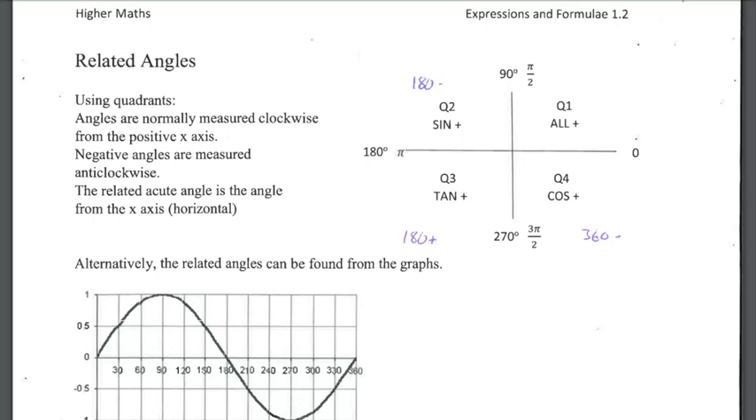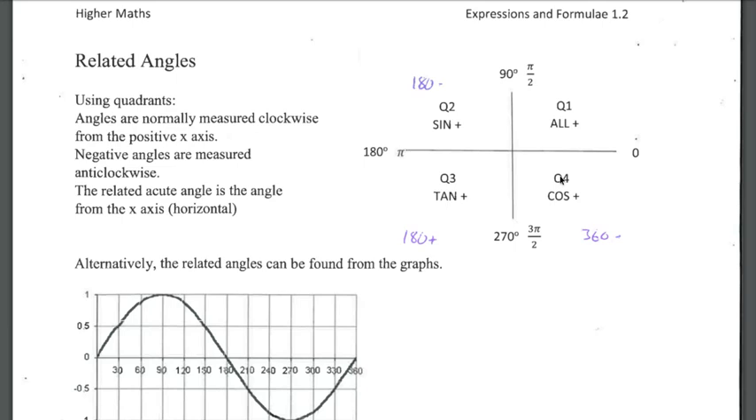We're going to look at related angles. We've just looked at exact values, and related angles ties in with that. So we've found out in the exact value video just before this how to find sine 30, sine 45, cos 60, tan of 60, cos of 45, etc.